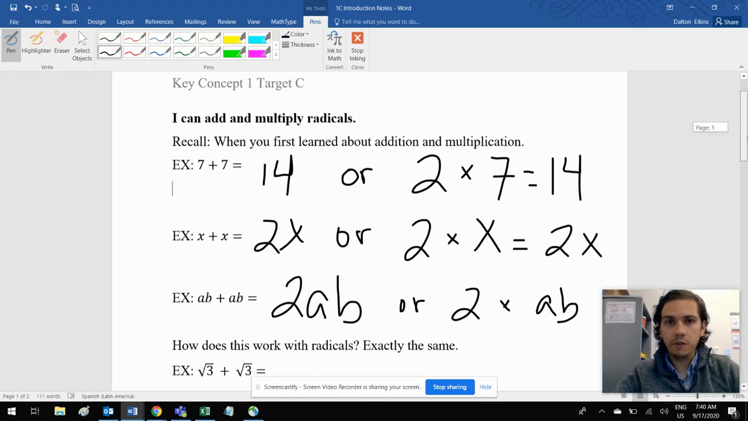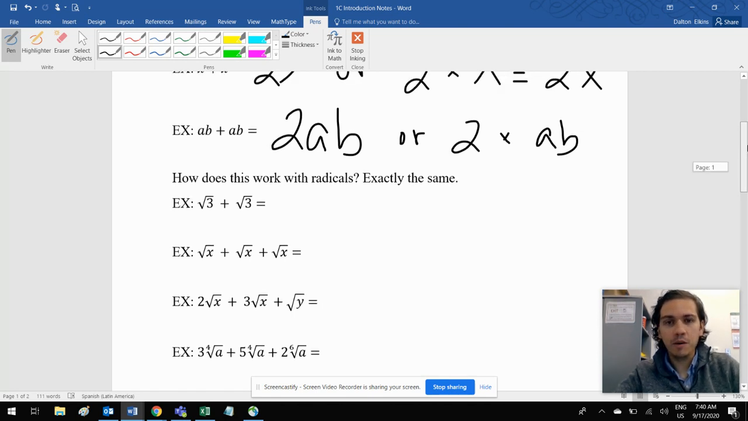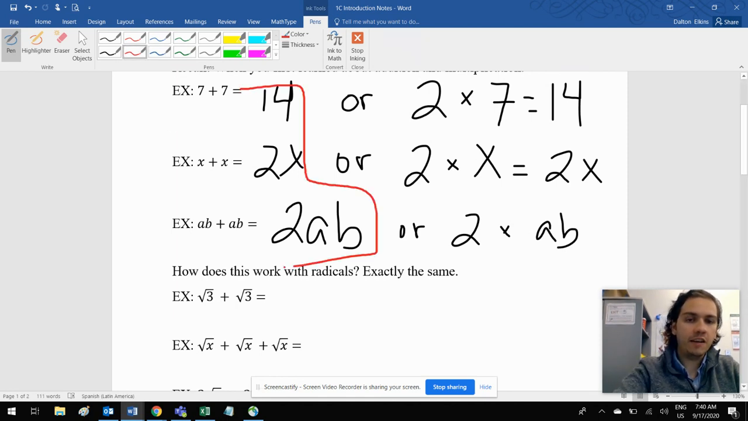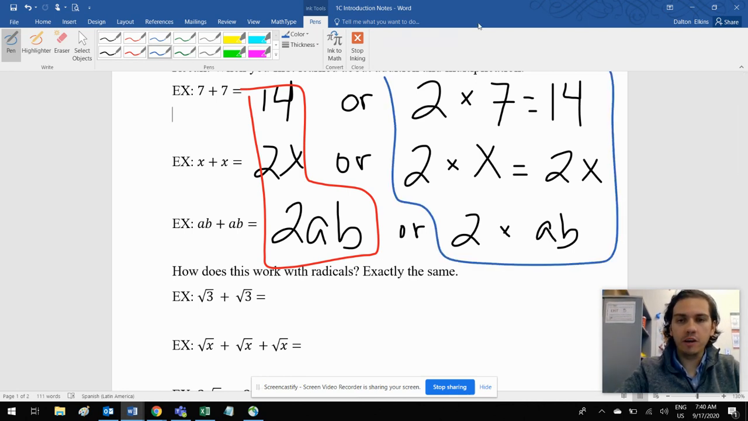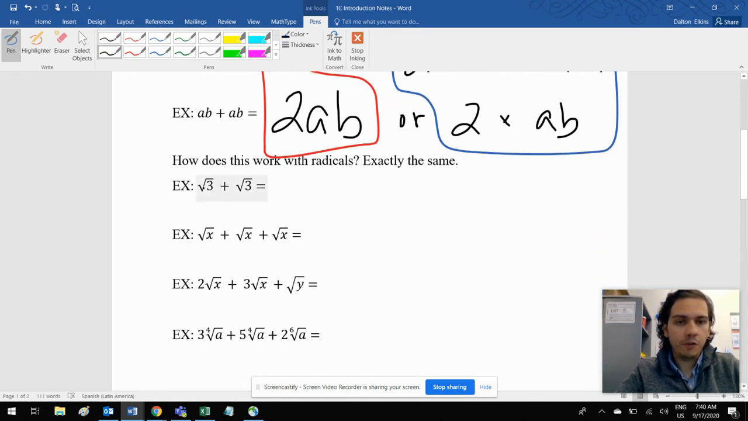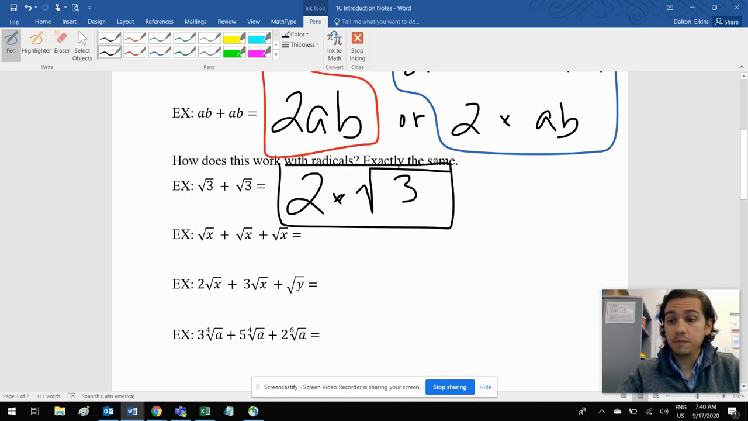So let's then shift gears. The new thing that we've been learning in this unit are radicals. So how would this work with radicals? And the answer is exactly the same as this here. Unfortunately, we don't really have access to this left side. We're instead going to be focusing on this right side here. This is the formula or the method that we're going to be using. So here I have the square root of 3 plus the square root of 3. Well, how many square root of 3's do I have? We have 2. So this is going to be 2 times the square root of 3.